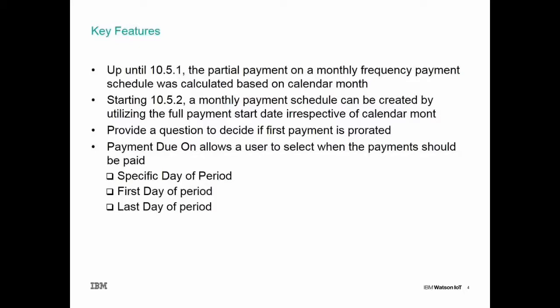But starting 1052, we learned that that scenario is very limited. So we are enhancing that so that the monthly payment schedule can now be created by using the full payment start date to determine whether that payment is a calendar month or not, or whether it has a partial or not. We also provide a question to let the user decide if their first payment is prorated or not, as well as enable the payment due on to allow the user to select when the payment should be paid.